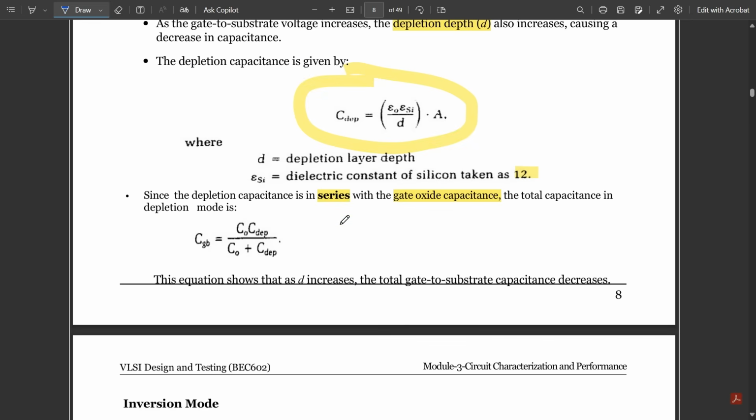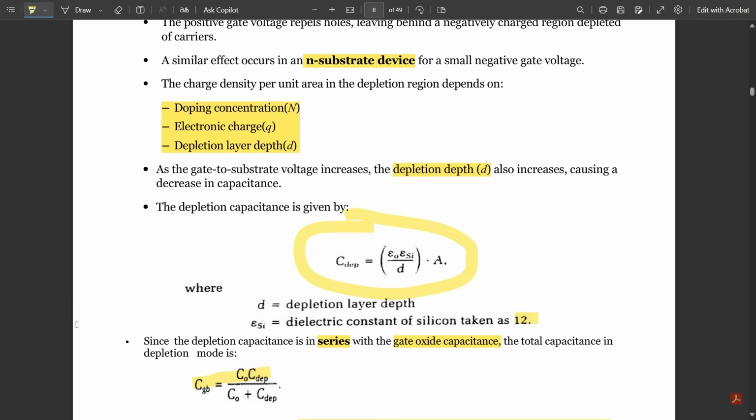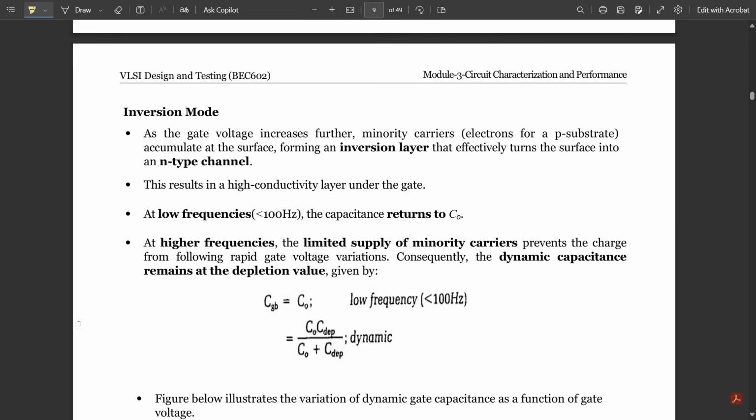forming a channel. So with the gate oxide capacitance, the total capacitance in depletion is given by CGB equal to CO into C depletion, that is oxide capacitance into depletion capacitance, divided by CO plus C depletion. Okay, so this equation shows that as D increases, the total gate to substrate capacitance decreases. Okay, so they are inversely proportional. So this was completely under the depletion mode.